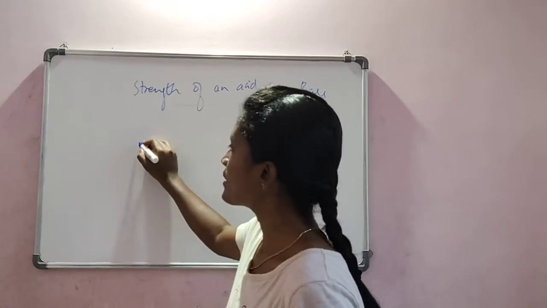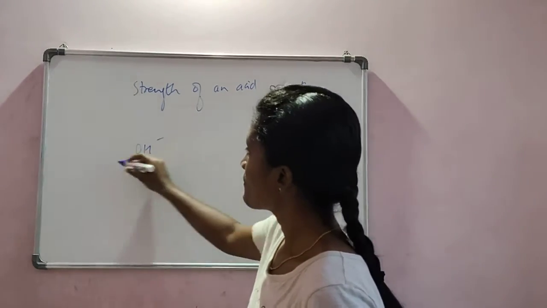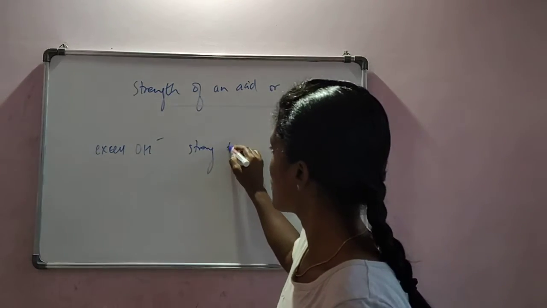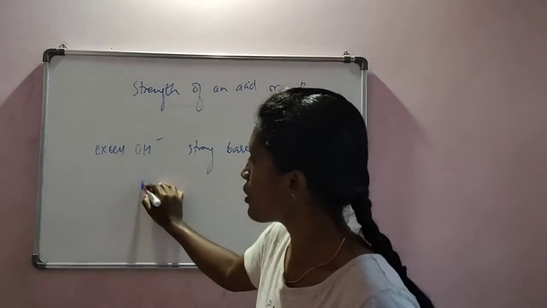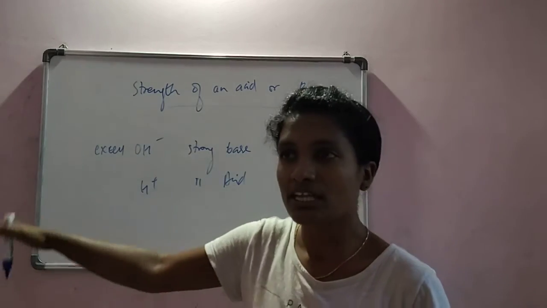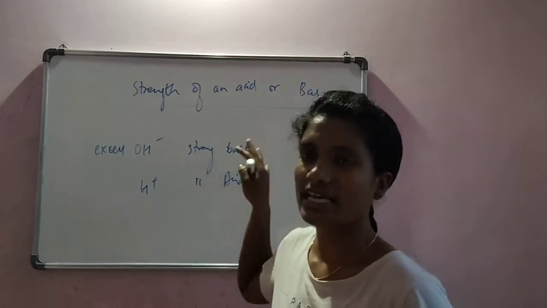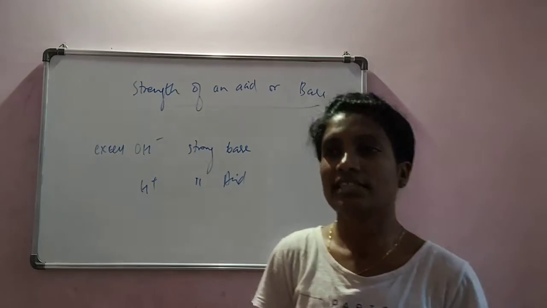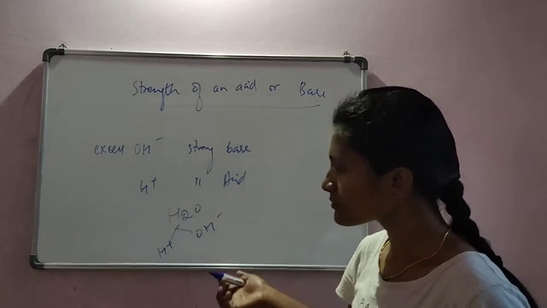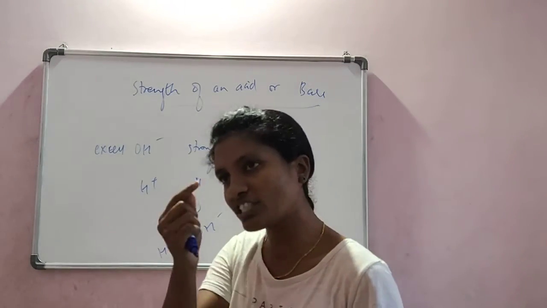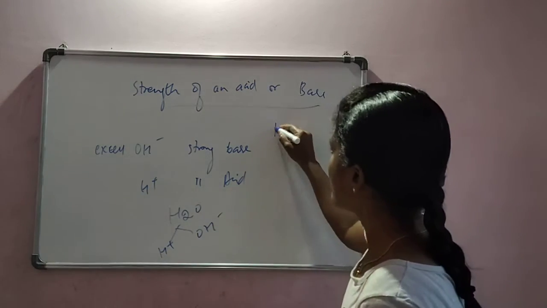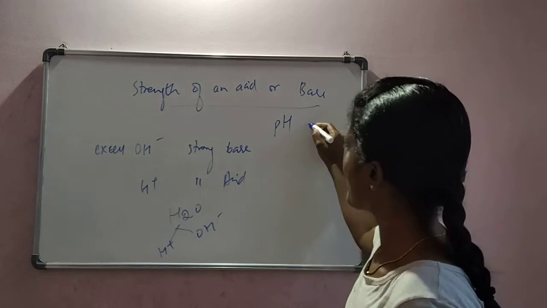There are some hints. An excess of OH minus ions tells us it is a strong base. Similarly, an excess of H plus ions tells us it is a strong acid. The other way, a smaller number of OH minus ions means a weak base, and fewer H plus ions means a weak acid. So how do we decide that? If you consider water, they are equal in concentration. There is one H plus ion and one OH minus ion. Hence it is neutral. To decide this, we have a concept called the pH scale.